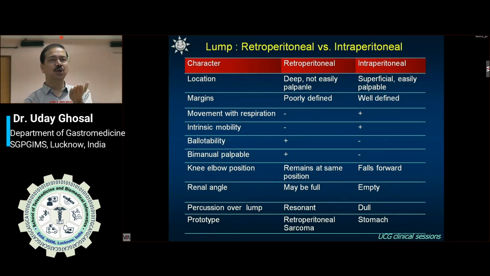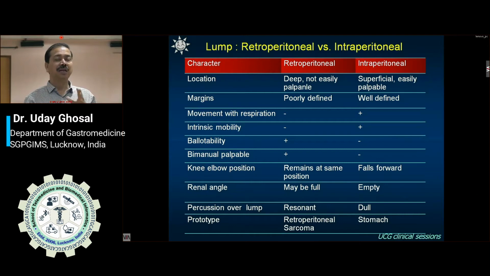Bimanual palpation, you touch the lump with your hand on the back, you touch the lump with hand in the front of the abdomen, and if you can see or feel with both the hands, the lump is palpable. This is bimanually palpable. Bimanual palpability is a feature of retroperitoneal lump, but not intraperitoneal. But remember, if the lump becomes very large, it will become bimanually palpable, but it may lose its ballotability. On the other hand, if a lump is very ballotable, it may not always be bimanually palpable because it is small.